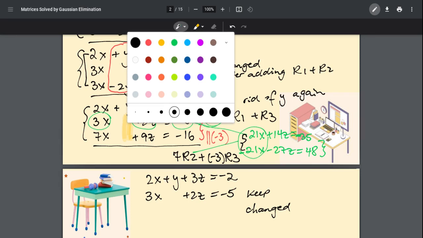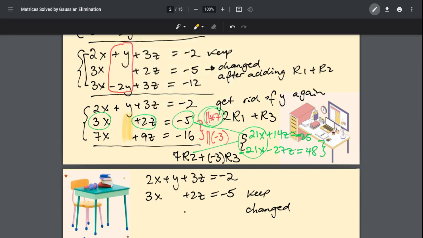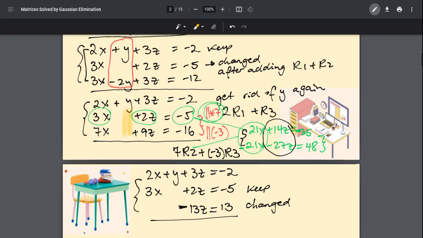And I'm down to -13z. Why? Because this is what I get here. -13z equals +13. Yay, time to celebrate. It actually looks good because it looks like my z is going to be -1.